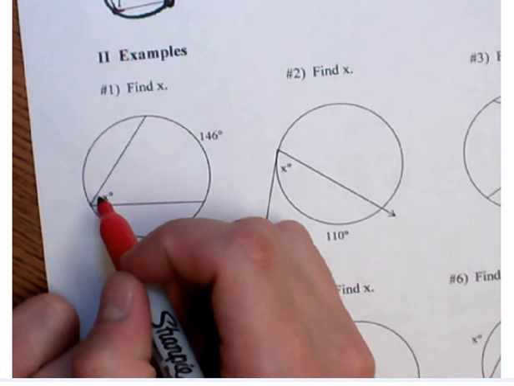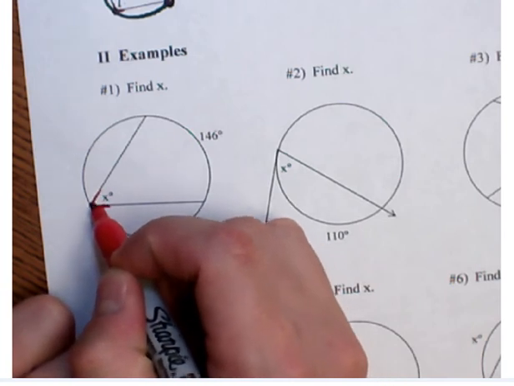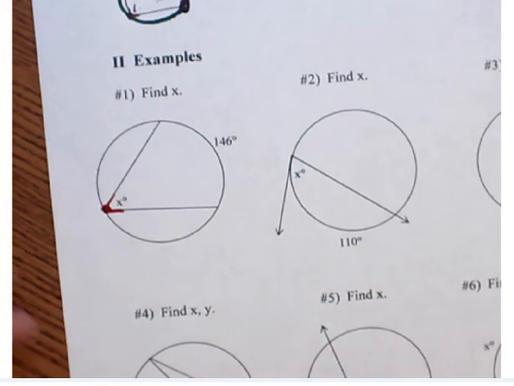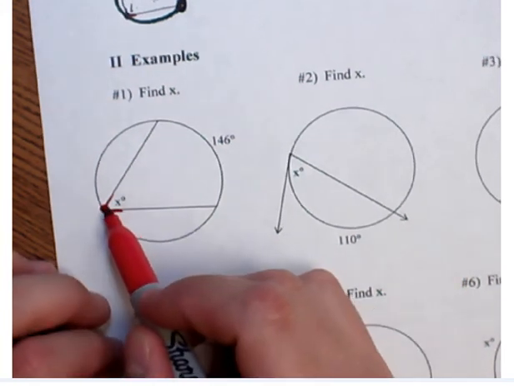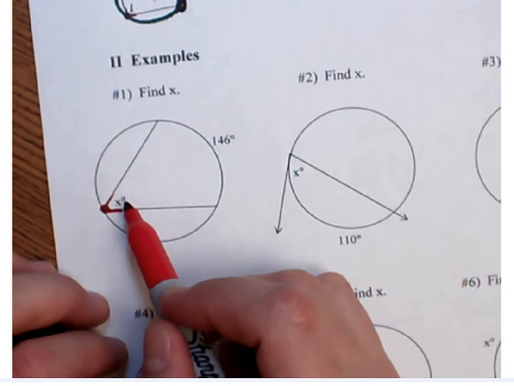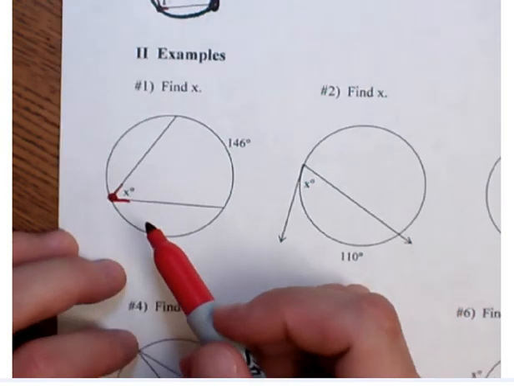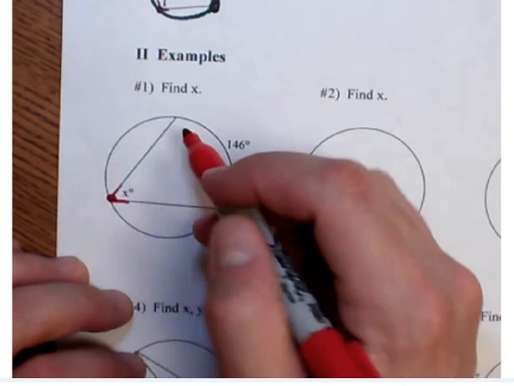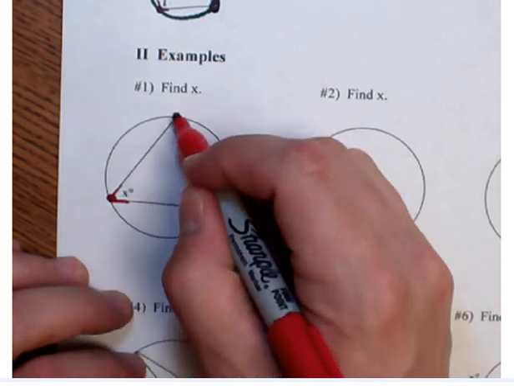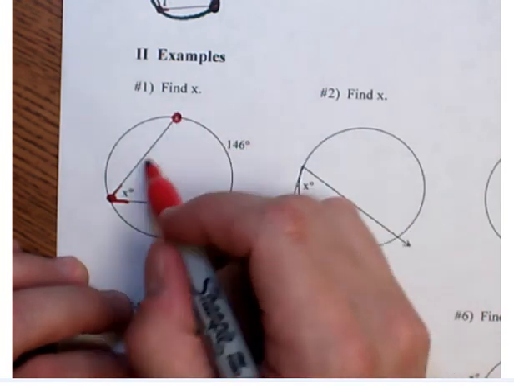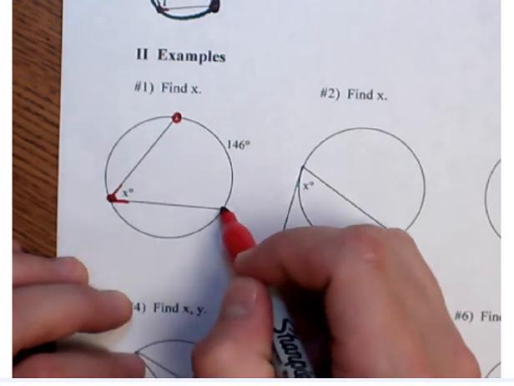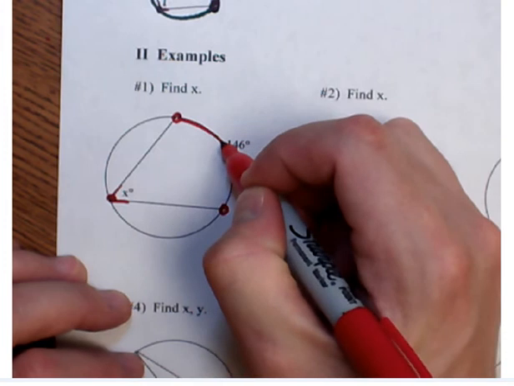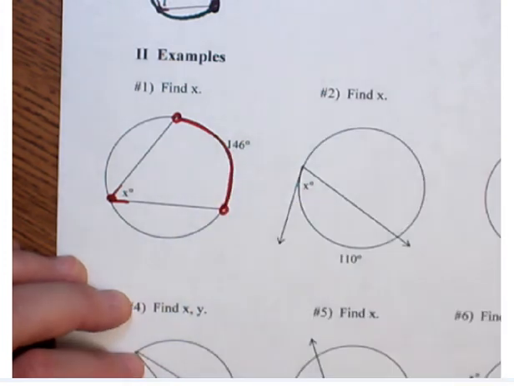Now, here's the key thing. The vertex of that angle is on the circle. So we know that this is going to be half the measure of the intercepted arc. If I trace out my angle, I'm going to hit the circle in 2 places, here, and then I'm also going to hit here. The arc between those is the intercepted arc, and that's 146.